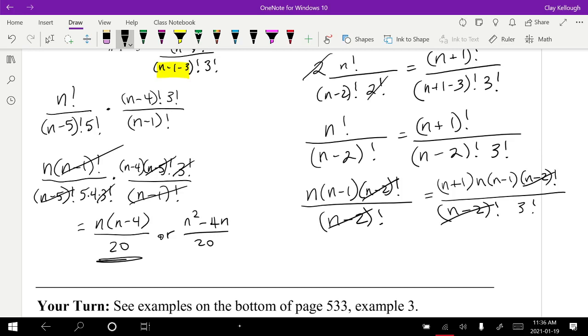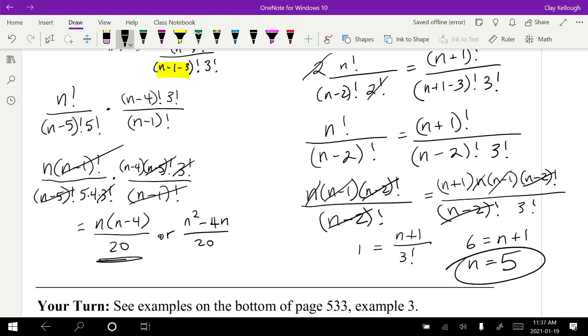Now I'm going to divide both sides of the equation by n. Going to divide both sides of the equation by n minus 1. And I have 1 equals n plus 1 over 3 factorial. Okay, 3 factorial is 3 times 2 times 1. That's 6. So I'm going to times both sides of the equation by 6. Minus 1 from both sides of the equation. And n is equal to 5.